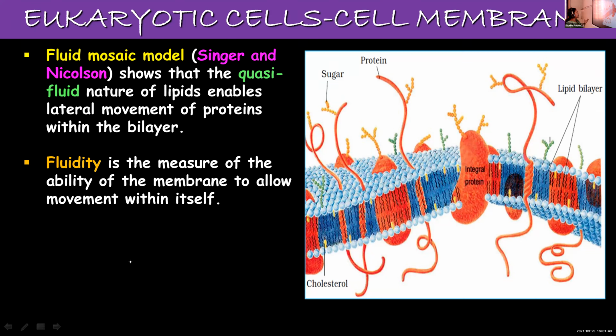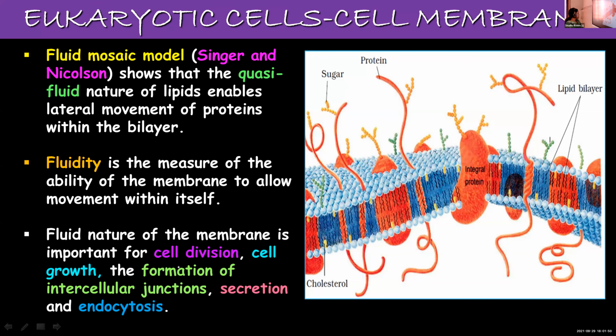But here it is the quasi-fluid nature of the components present, or else you can say it has a fluid mosaic model, and this model was suggested by Singer and Nicolson. The fluid nature of the membrane is important for cell division. If a cell has to divide, it needs to grow, and if it has to form intercellular junctions, some interconnection should be there between the cells.